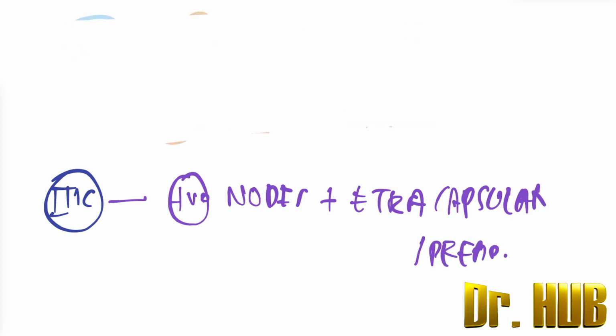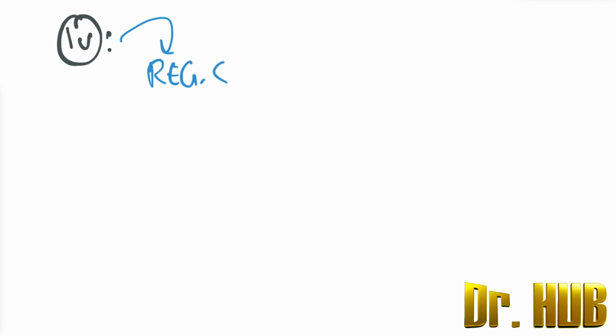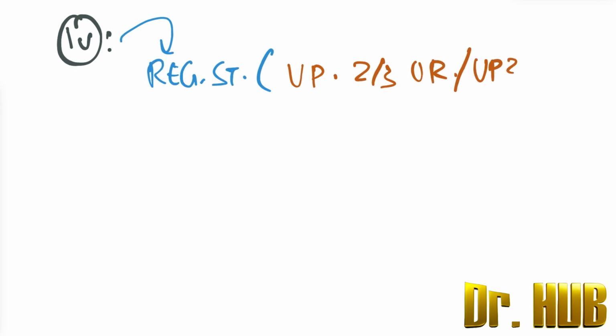Then we move on to stage 4. What happens in stage 4? Stage 4 is where the tumor invades other regional structures. What do we mean by regional structures? We refer to the upper 2/3 of the urethra, the upper 2/3 of the vagina, and other distant structures.